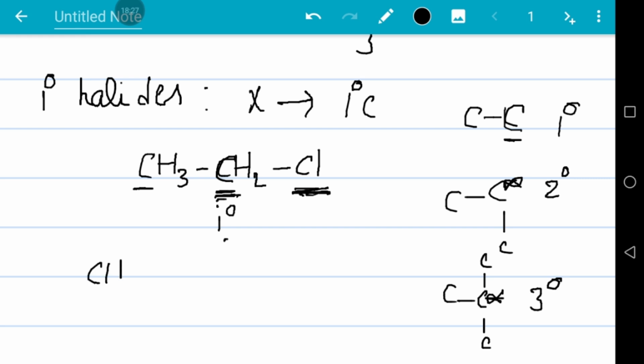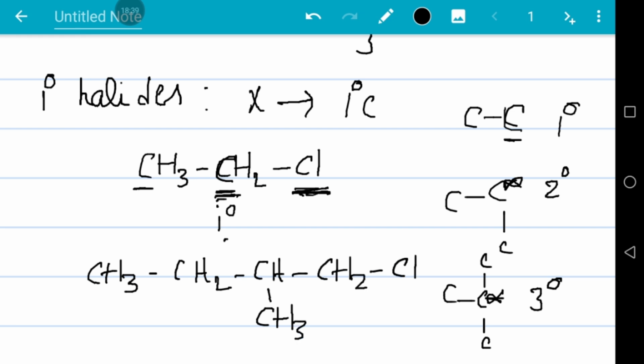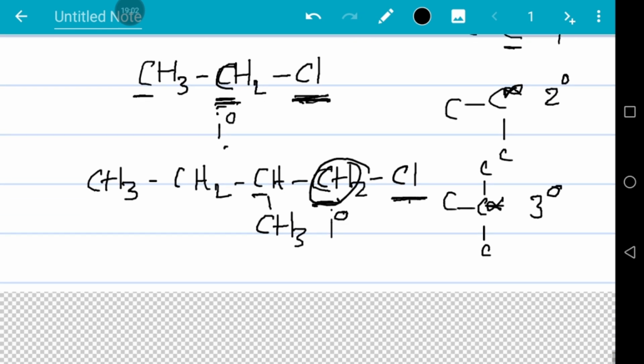Next, one more example. CH3CH2CHCH3CH2Cl. This is one of the examples. Now, halogen is attached to this carbon. You have to check whether this carbon is primary, secondary or tertiary. Around this carbon, how many carbons are there? Only one carbon is there. So it is a primary carbon. So halogen is attached to a primary carbon, so it is a primary halide. Like that you have to check.